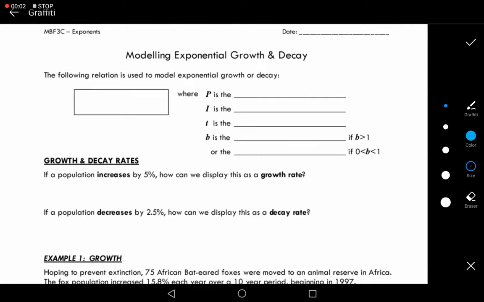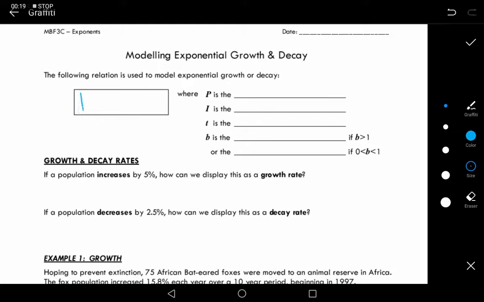This is the fifth and final note of Unit 5 on exponential relations. In this note, we will be discussing modeling exponential growth and decay. The following relation is used to model exponential growth or decay.